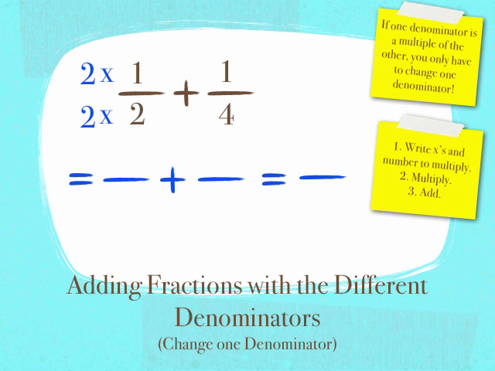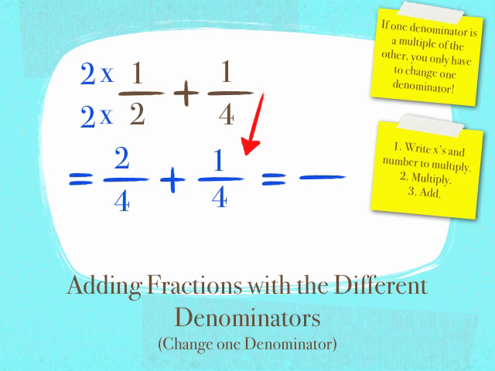We'll multiply the numerator first. 2 times 1 is 2. 2 times 2 is 4. And there we have it. Now we have this 1/4. We're not multiplying it at all, so we just bring it down to the next line.